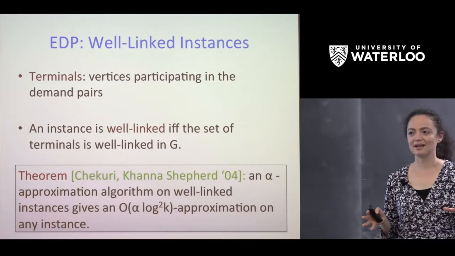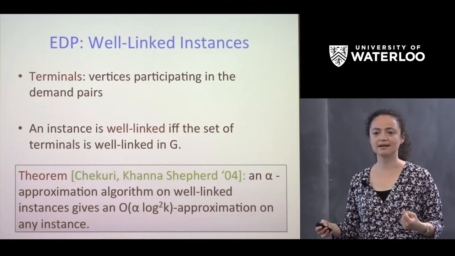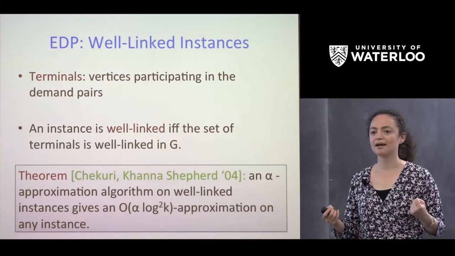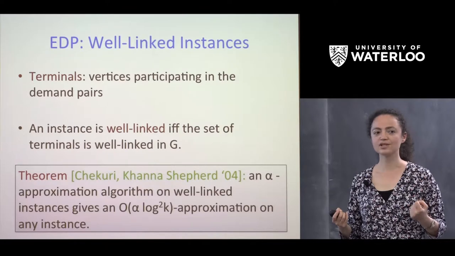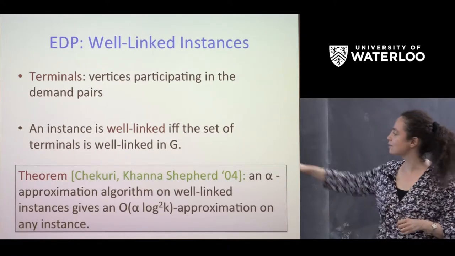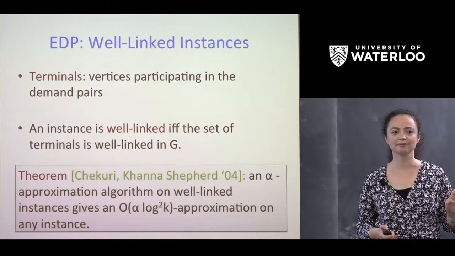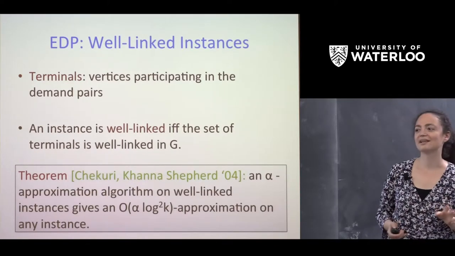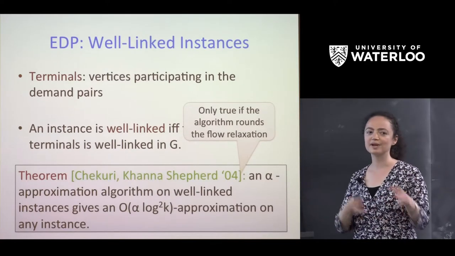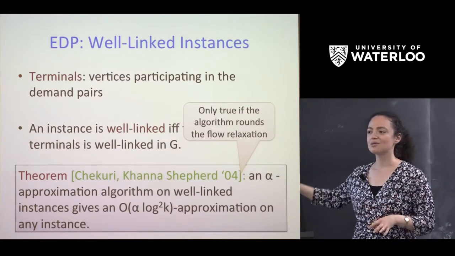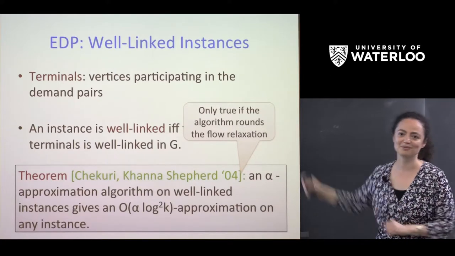What this theorem does is take any graph and cut it into sub-instances, each of which is well-linked, and you will not lose too much flow by doing that. Because of this, if you're willing to lose this log squared k factor, you can just focus on well-linked instances, solve them, and you're good. There is a little caveat: this is only true if your algorithm compares to the flow solution, which is what we're going to do in any case, so you can just ignore this, but I just wanted to put it here.